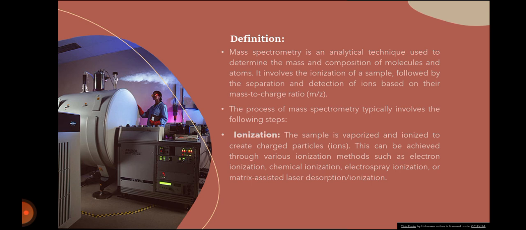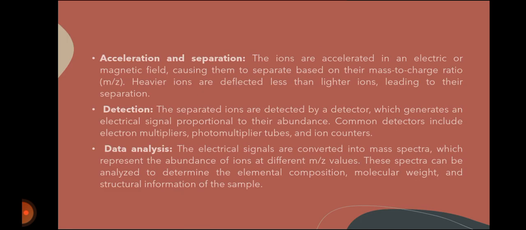The sample is vaporized and ionized to create charged particles. This can be achieved through various ionization methods such as electron ionization, chemical ionization, electrospray ionization, or matrix assisted laser ionization. The second one is acceleration. After being ionized, the ions are accelerated in an electric and magnetic field, causing them to separate based on their mass to charge ratio. Heavier ions are deflected less, and lighter ions are deflected more, leading to their separation.